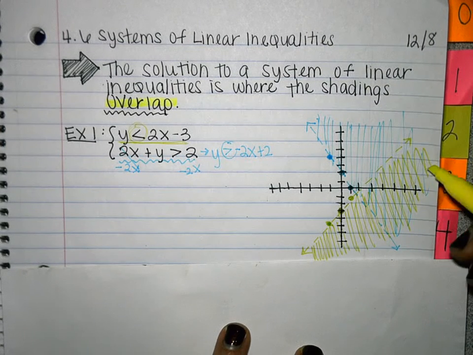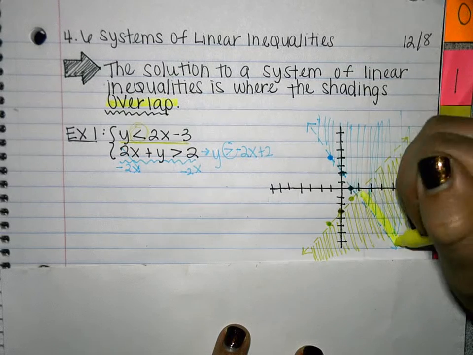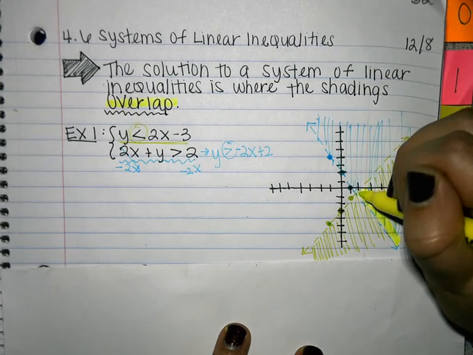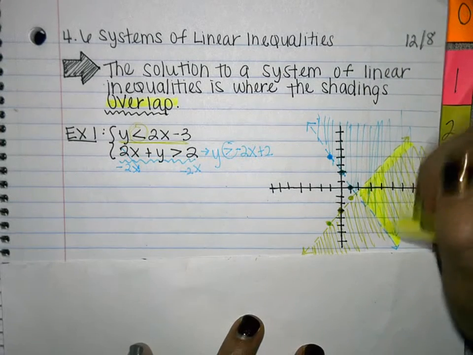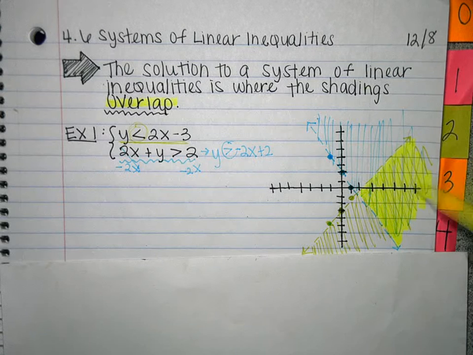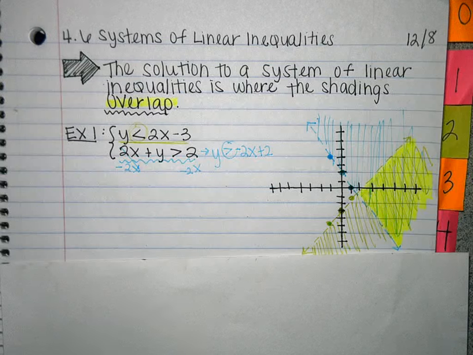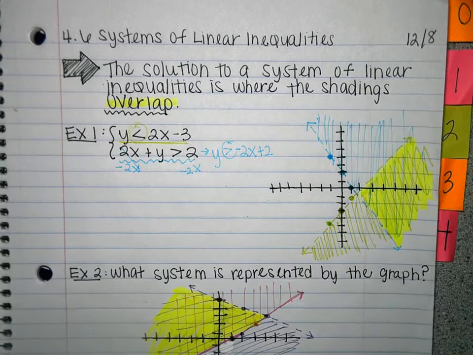So the area where there is green and blue shading is this area above the blue line because it was greater than, but below the green line because it was less than. So my answer is actually that highlighted area. And that's graphing a system of inequalities. So you're also going to see problems where I give you the graph and I want you to come up with the system. So that's the next example.